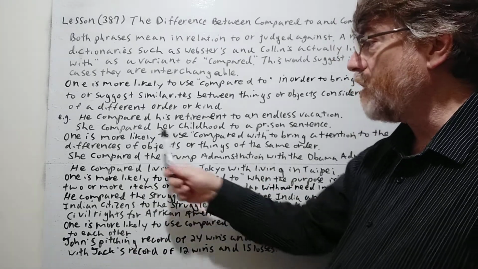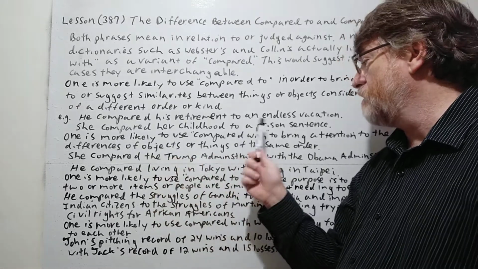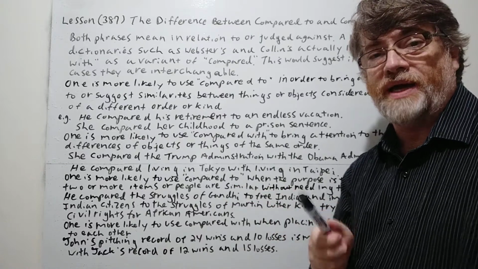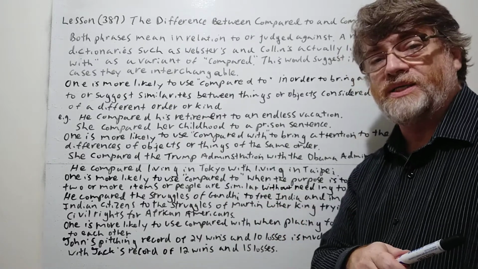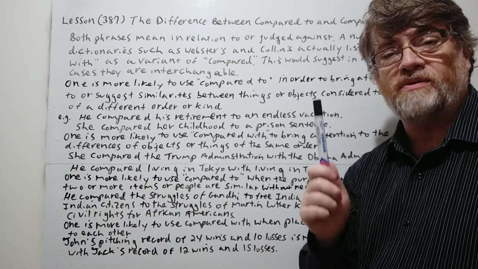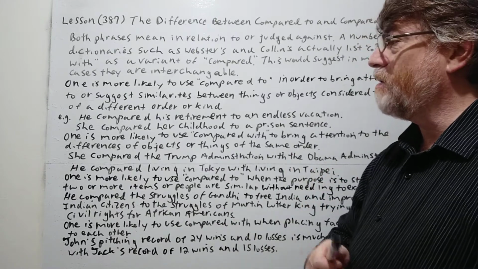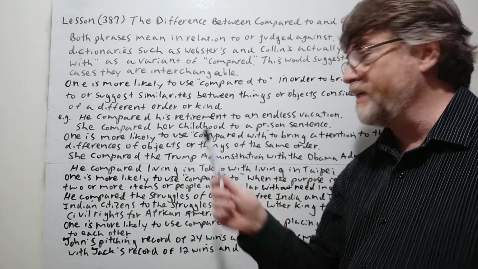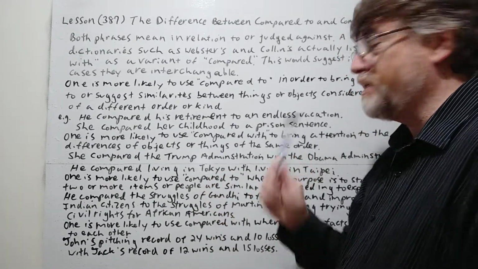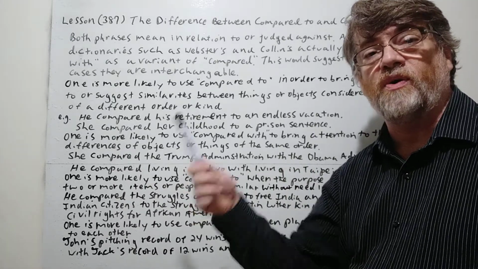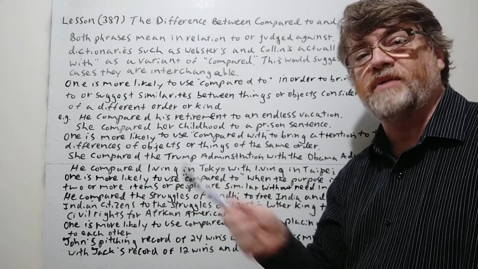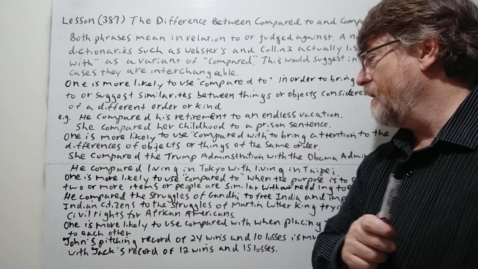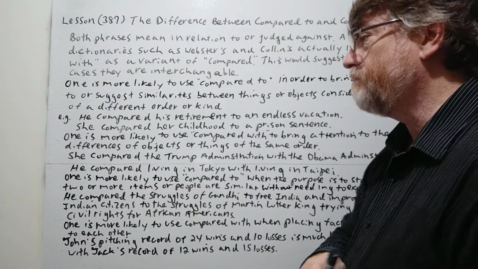Number two here, she compared her childhood to a prison sentence. Maybe she had to work as a child or was forced to work as a child, and she's thinking back about that. So again, you're showing that this is like this, but really childhood and prison sentence are very different things. They're of a different order, but she's stressing the similarities between the two, or maybe the feelings between the two. Okay, good. Let's continue.